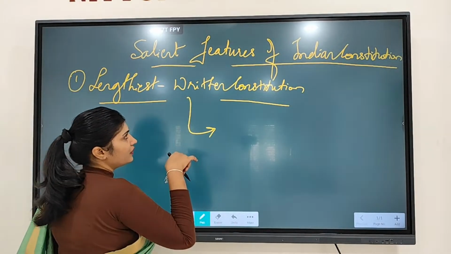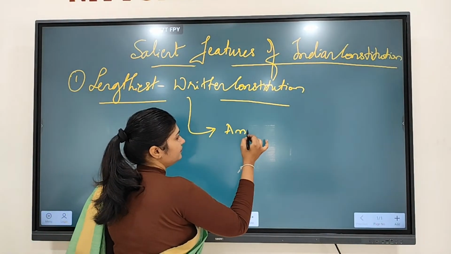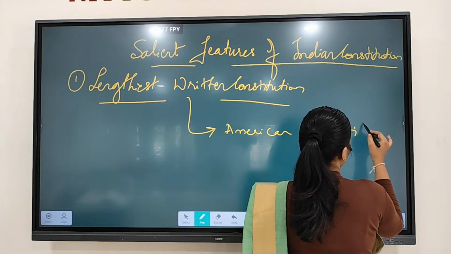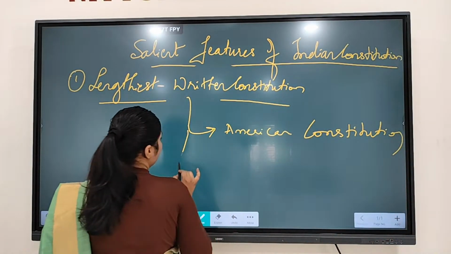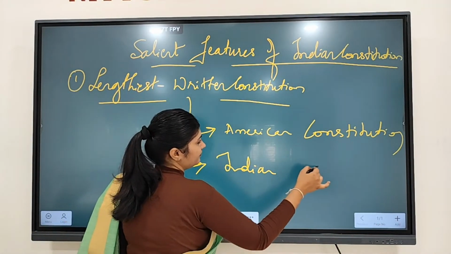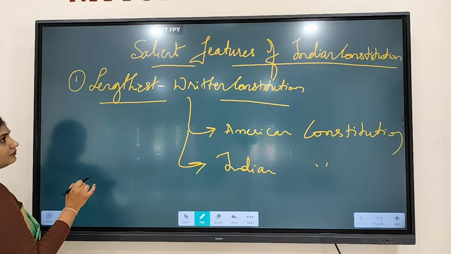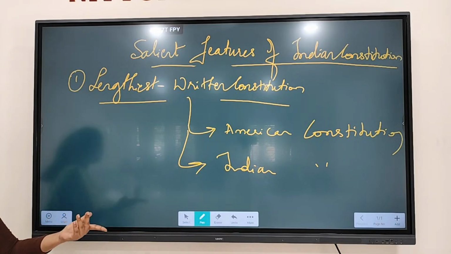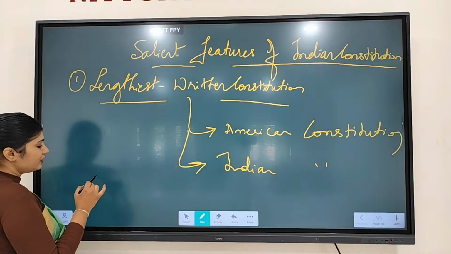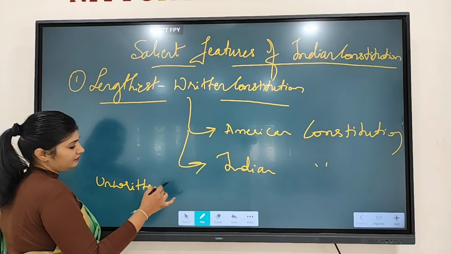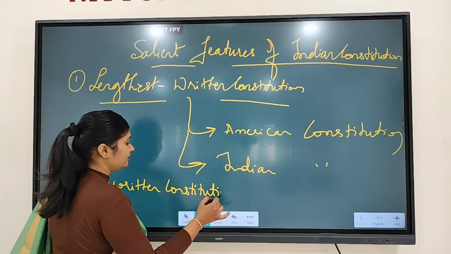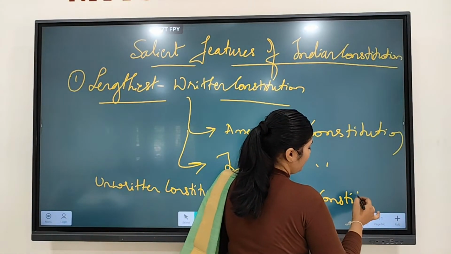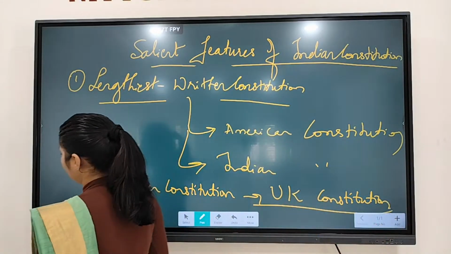Which are the examples for written constitution? American Constitution. American Constitution is the written constitution. And next, Indian Constitution. Our Indian Constitution is the world's lengthiest constitution. And for unwritten constitution, which is the unwritten constitution? British or UK constitution. It is the unwritten constitution.